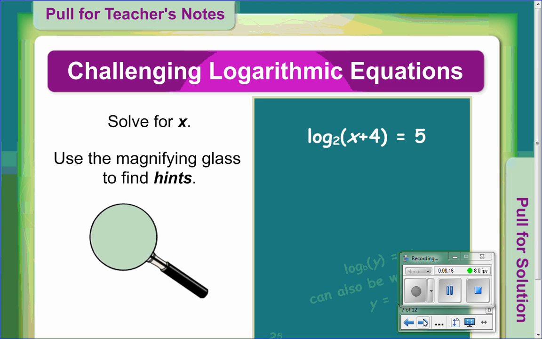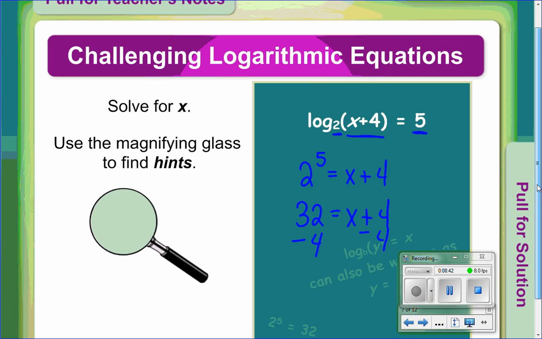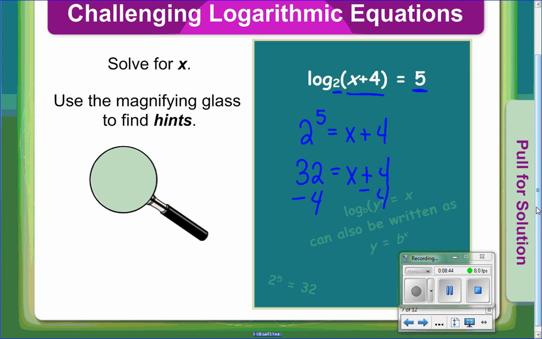Okay, next one, again, we're going to write this in exponential form to solve for x. So we'll have 2 to the power of 5 is equal to x plus 4. We know 2 to the power of 5 is 32. We can subtract 4 from both sides, and we get 28. Okay, so x is equal to 28.